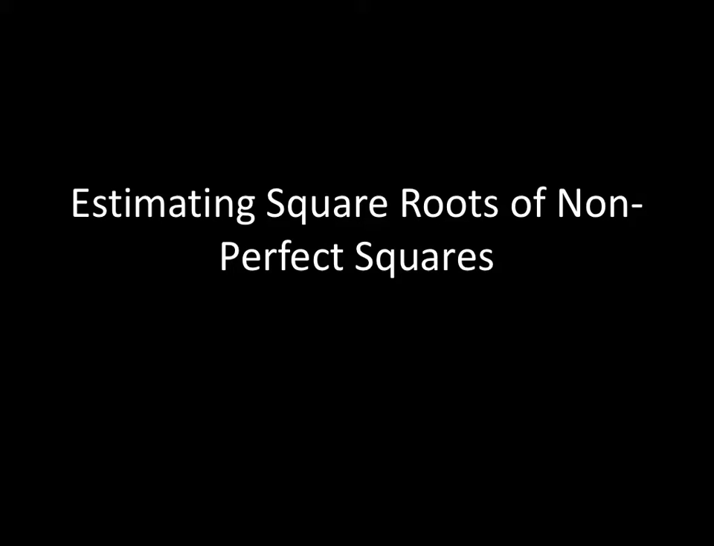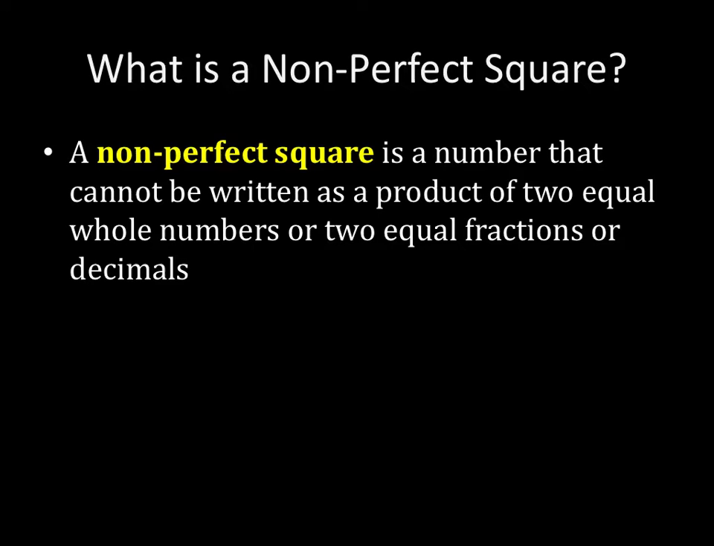In this lesson, we're going to discuss how to estimate the square roots of non-perfect squares. So what is a non-perfect square? A non-perfect square is a number that cannot be written as a product of two equal whole numbers or two equal fractions or decimals. As an example, I can say that the number 5 is not a perfect square.